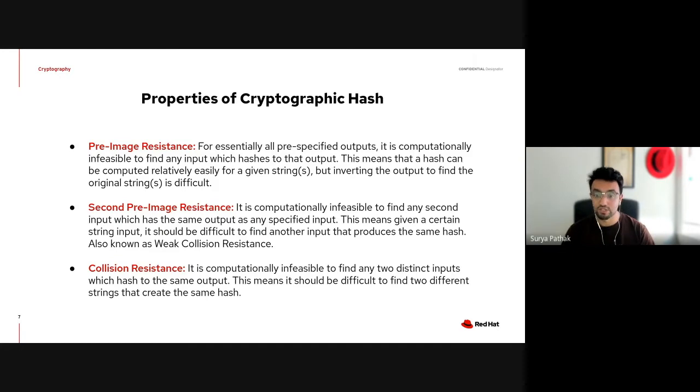The third is collision resistance, which you will hear a lot in the coming slides. Collision resistance is basically if I have two different words and they are mapping to the same hashed value, then that is a violation of collision resistance. So that should not be there within the hash functions.